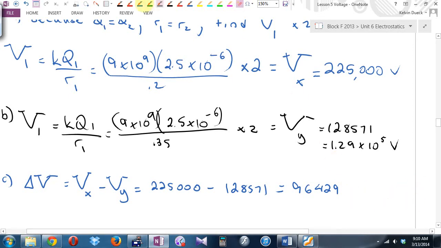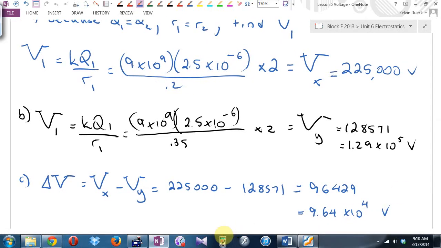Let's write it underneath, Mr. Dueck. 9.64 times 10 to the 4th volts. Right, Matt? You got why I freaked on you initially, right? Okay. Hey, Jordan, what's part D asking me to find?